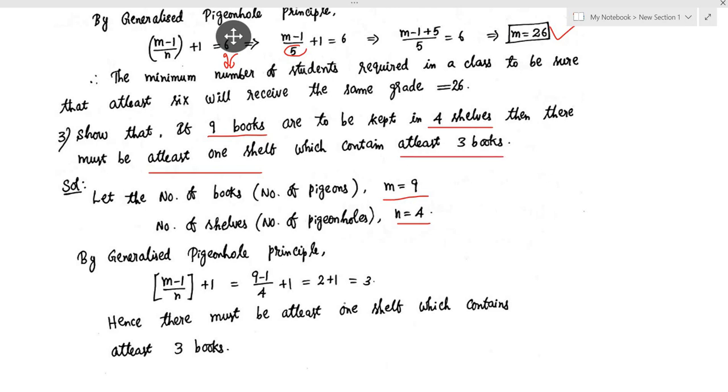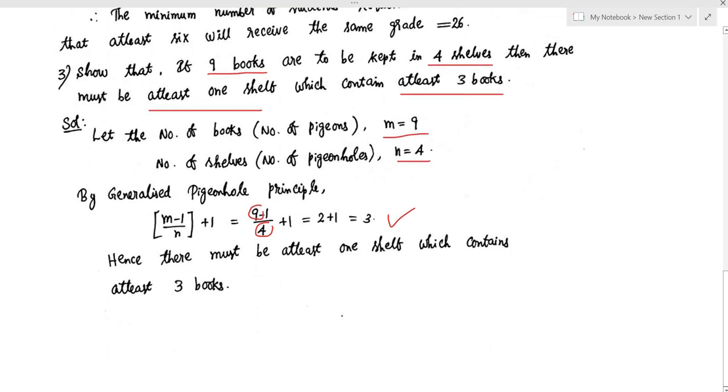So by the generalized pigeonhole principle, we can prove this. The floor of (m minus 1) divided by n, plus 1 is equal to, replacing the m value here. We know that m value is 9 and n value is 4. So (9 minus 1) divided by 4, plus 1, gives the answer 3. Hence, there must be at least one shelf which contains at least 3 books.